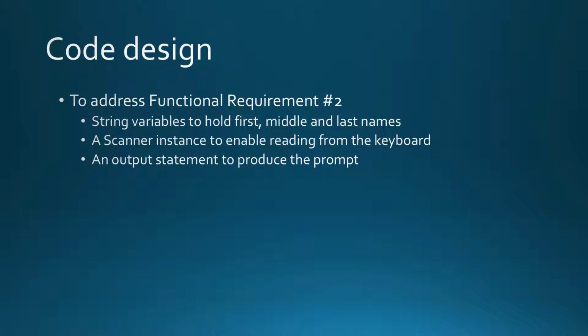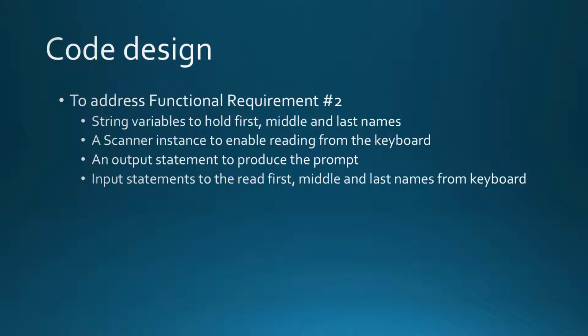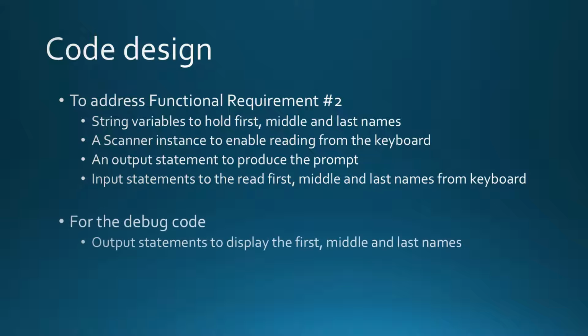Third, we're going to have to add an output statement to produce the prompt. We're also going to need input statements to read the first, the middle, and the last names from the keyboard. For the debug code, we're going to need output statements to display the first, the middle, and the last names. So now that we've done some preliminary planning for our code design, let's return to our Java application and write the code that corresponds to this design.